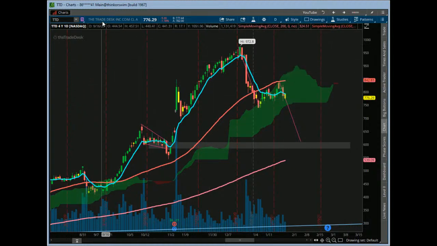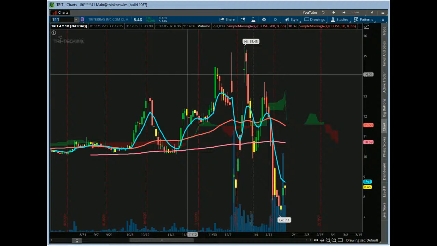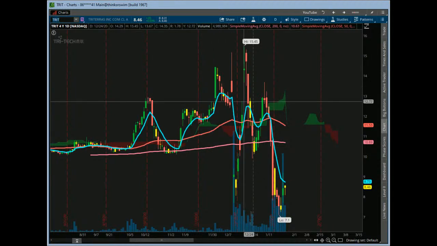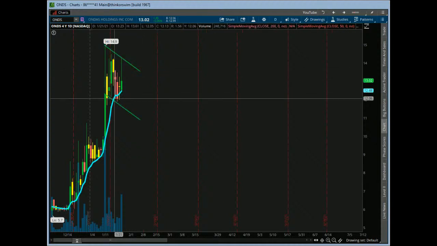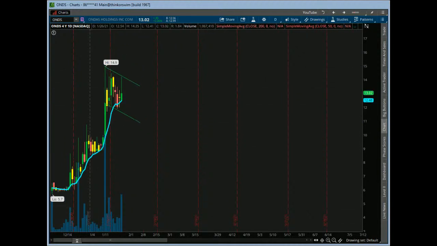Mike, thanks, man. So let's take a look. What else we got? Then you've got Trit. Let's take a look at this one right here. Trit with an inside day, kind of chopping down there a little bit. ONDS, let's take a look. ONDS, yeah, looking like a bull flag right here. Let's just keep an eye on that one, see if it gives us a breakout. It's down a little bit after hours, after that upper shadow. We'll see how it holds right there, see if it's working on a bull flag for you. So good stuff.